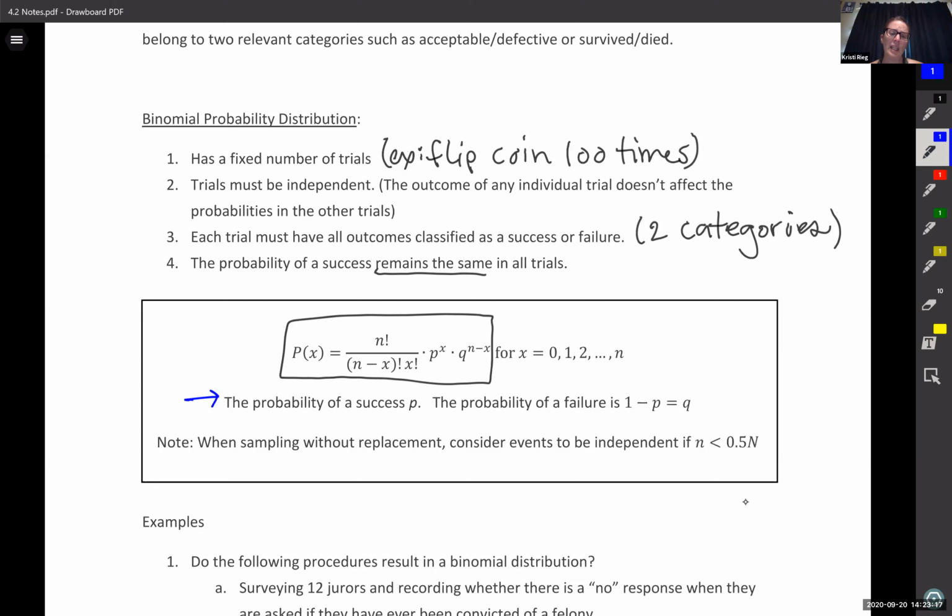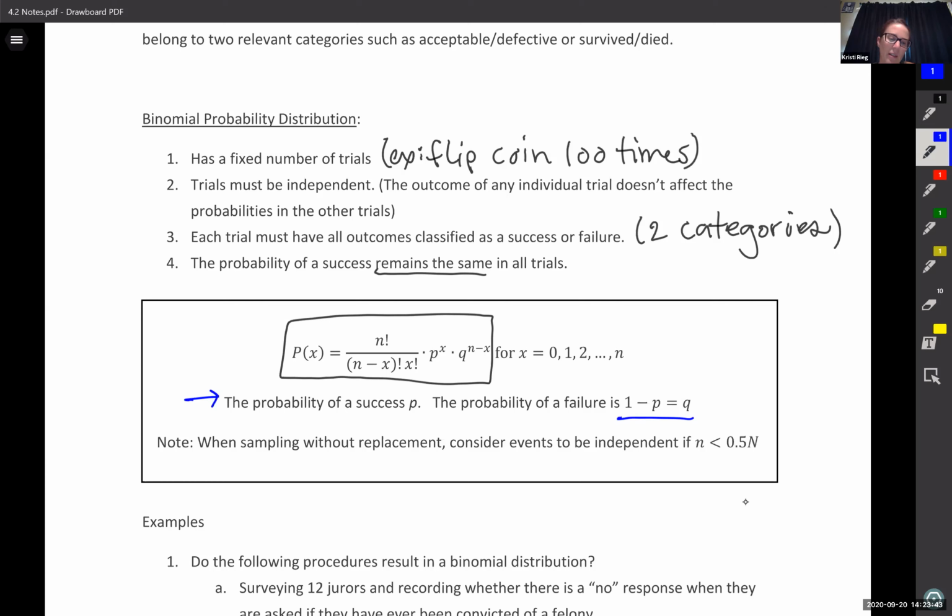So the probability of a success is P, and the probability of a failure is Q, which is defined as 1 minus P. So if I tell you that the probability of something being successful is 90%, then the probability of it being a failure is 10%, because we take 1 minus 0.9 to get 0.1.